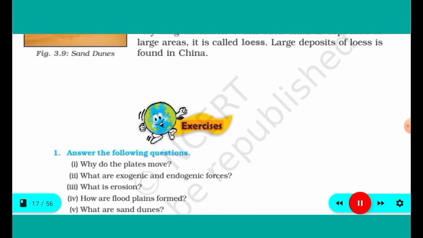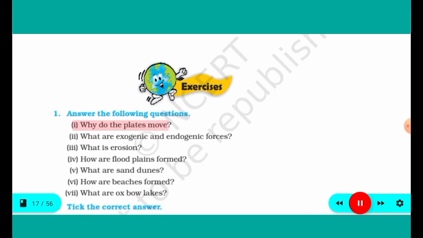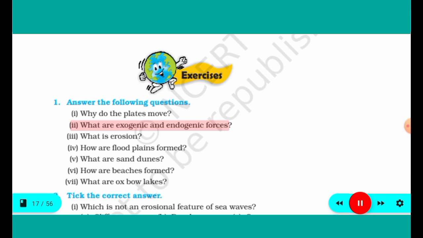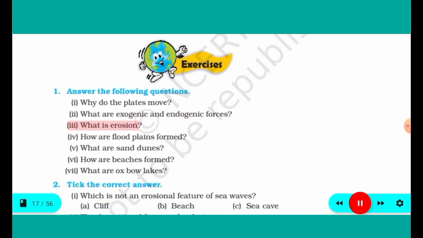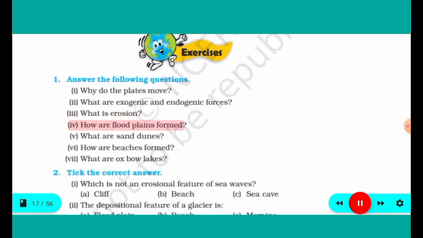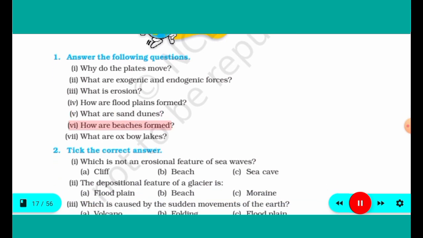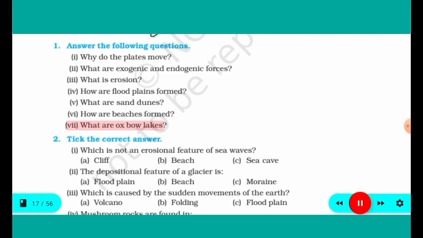Exercises. 1. Answer the following questions. I. Why do the plates move? II. What are exogenic and endogenic forces? III. What is erosion? IV. How are floodplains formed? V. What are sand dunes? VI. How are beaches formed? VII. What are oxbow lakes?